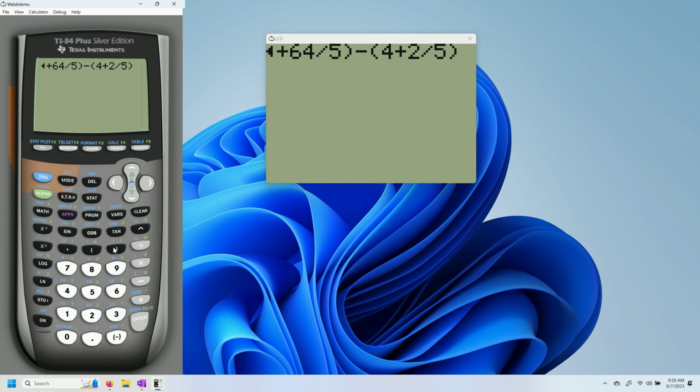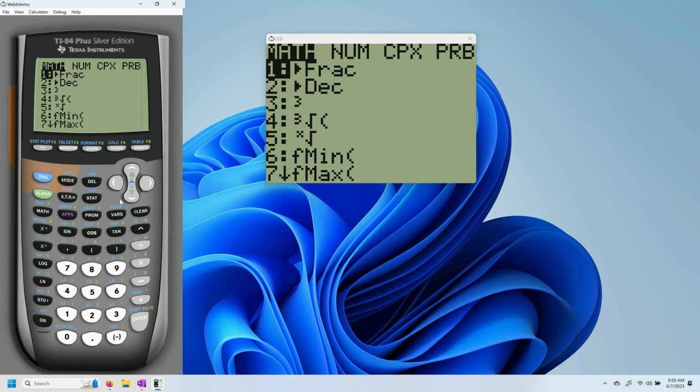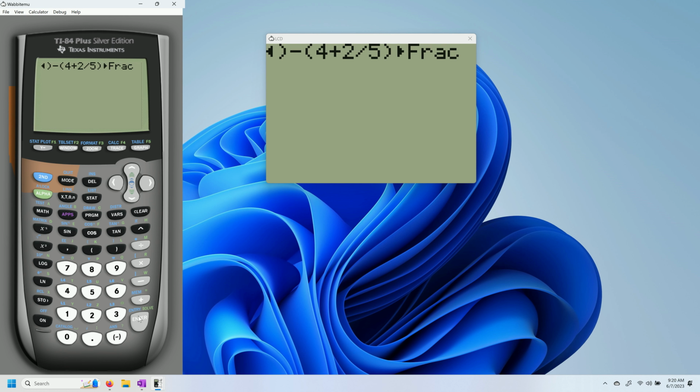Now, before we hit enter, we're going to go ahead and hit the math button first. We're going to scroll down. Well, actually, it's already selected, so hopefully you can see where my mouse is. It says option number 1, arrow frac. What that means is give me my answer in a fraction, please. So we're just going to click that once and then hit enter one more time, and it gives you 82 over 5. So I don't know if some of us knew that your calculator could do this.